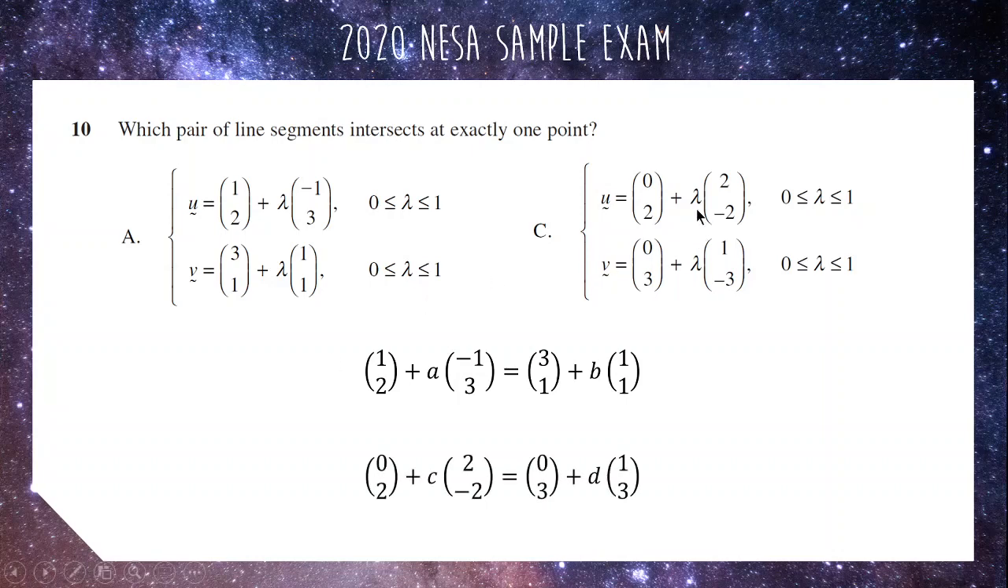We could do the same thing for these guys, but what you're going to find is that both of these will give a solution, because if you ignore the fact that we are restricting lambda, of course these lines are going to cross because they're not parallel, so they're going to cross over at some point.